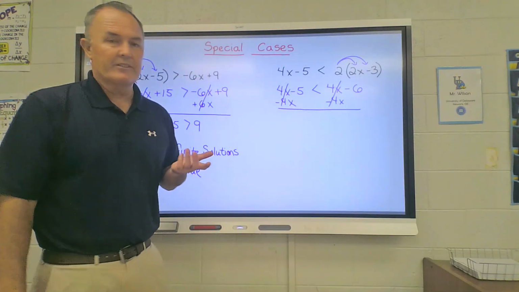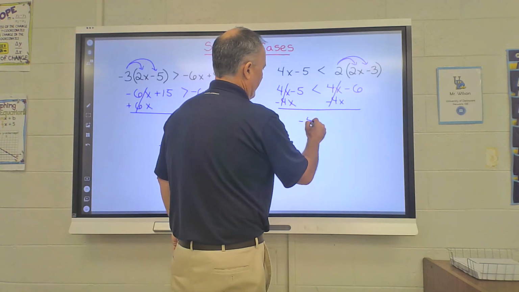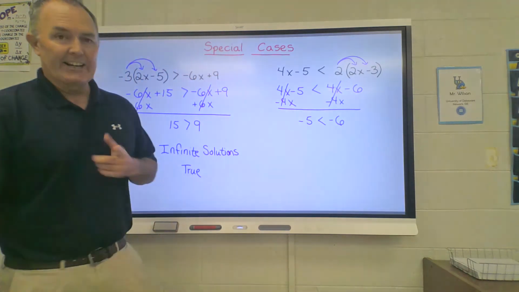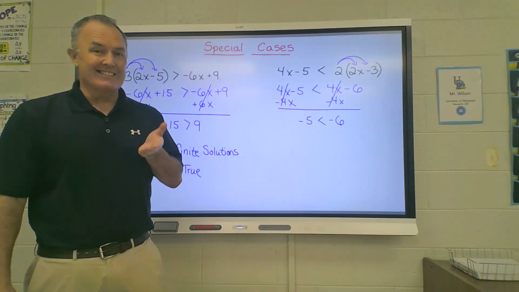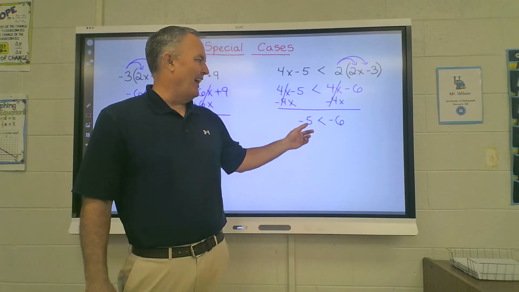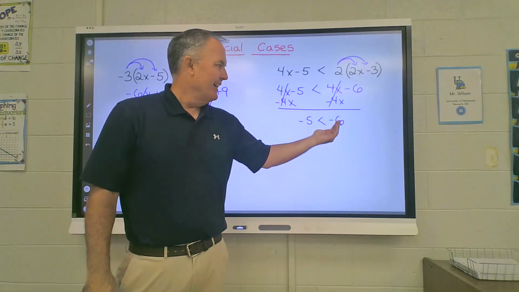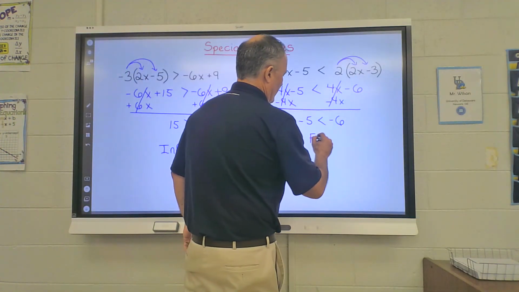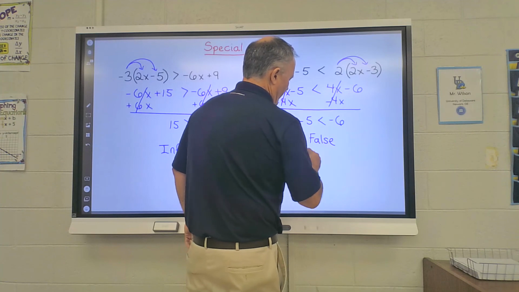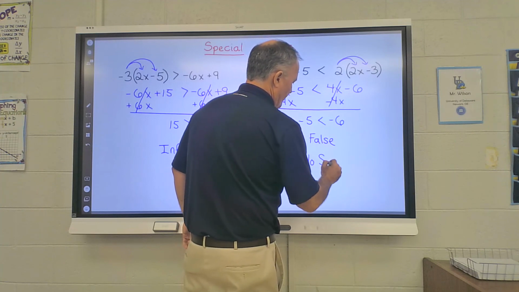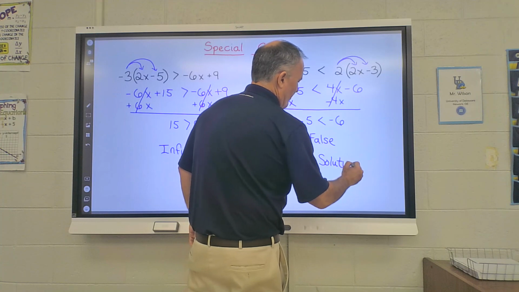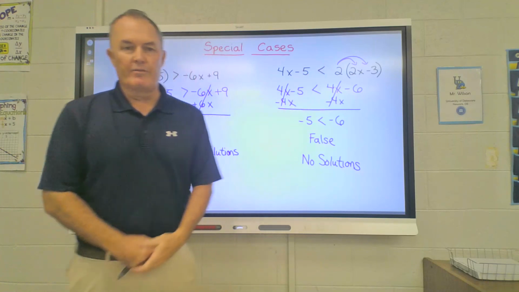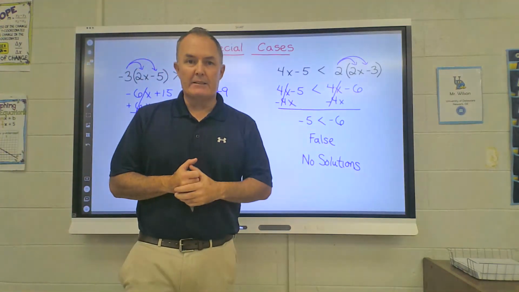Okay, let's see what we have left. I have negative 5 is less than negative 6. Is that a true statement? It's not a true statement because negative 5 is greater than negative 6. Remember, on a number line, negative 6 is farther to the left, so it's less than negative 5. So this is a false statement. So this will be no solutions. That means nothing you plug in, and it has to be the same number for either side, is ever going to make that true.